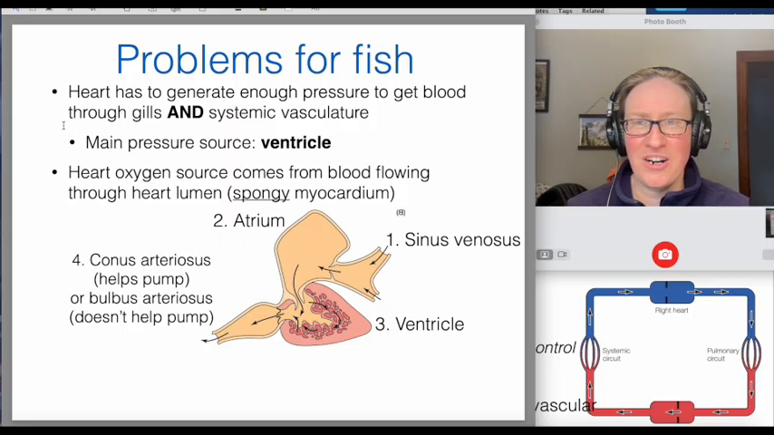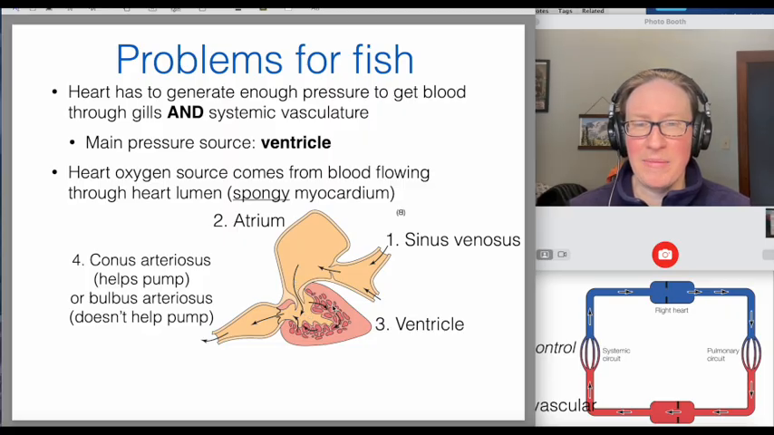So the fish heart has to be able to generate enough pressure to get blood through the gills and through the systemic vasculature. The main pressure source in the fish's heart is also a ventricle, right, such as ours. But there's just a single ventricle, because there's just a single pump carrying out the squeezing action. Fish also are an example of spongy myocardium, right? So the heart tissue itself is getting its oxygen supply from the blood that is passing through the heart.